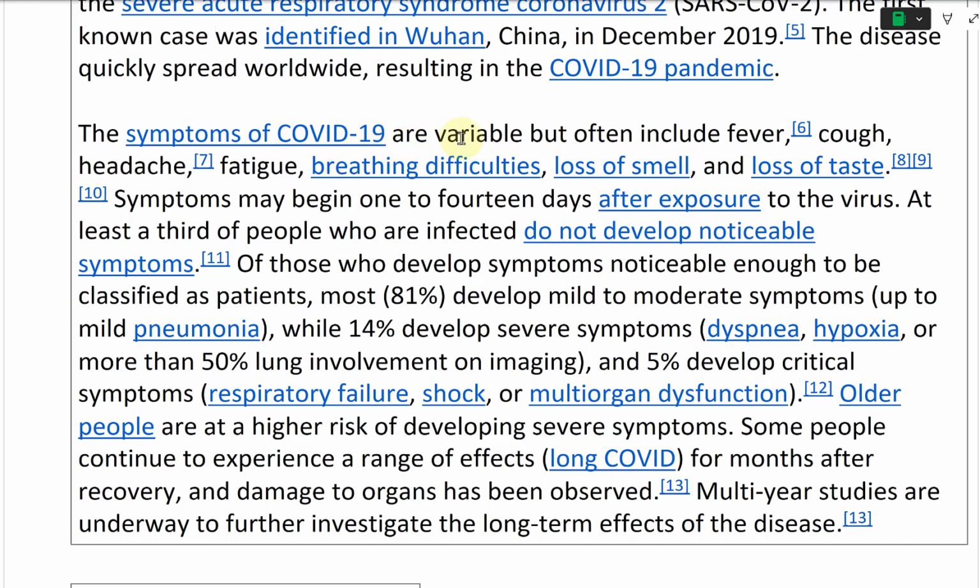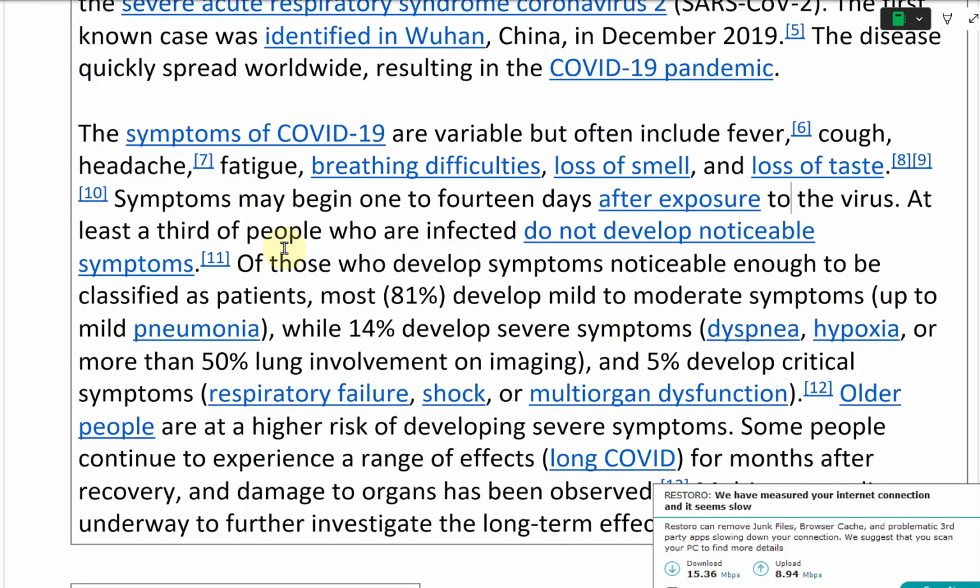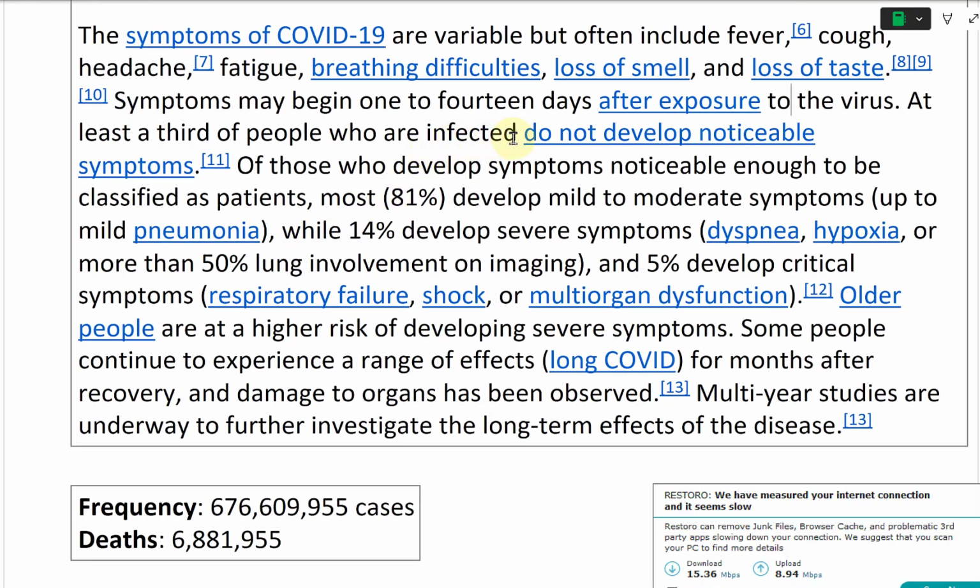The symptoms of COVID-19 are variable, but often include fever, cough, headache, fatigue, breathing difficulties, loss of smell, and loss of taste. Symptoms may begin 1 to 14 days after exposure to the virus, and at least a third of people who are infected do not develop noticeable symptoms. So yes, basically a third have no symptoms.